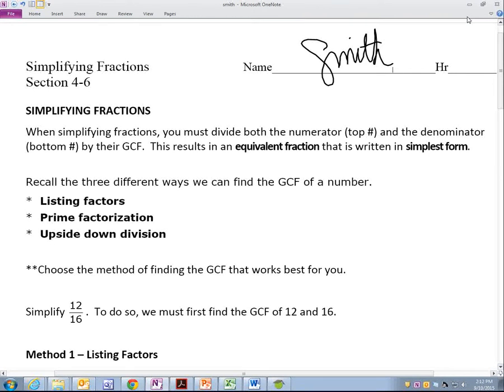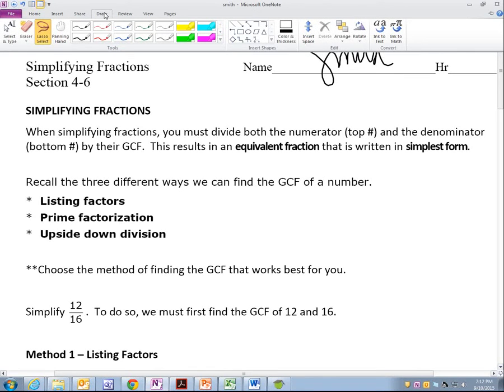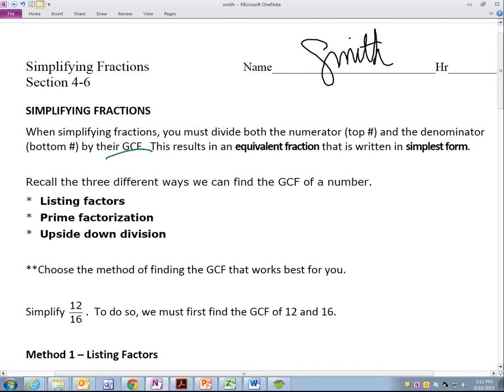So, simplifying fractions. When simplifying fractions, you must divide both the numerator, top number, and the denominator by the same number so it stays equivalent. You guys did equivalent fractions last year as well. So the bottom line is whatever you're doing to the top, you have to do the bottom so it stays the same, by their GCF. So this is the part that's new, the GCF here. This results in an equivalent fraction that is written in simplest form. You have to reduce all of your fractions to be in the most simple form.